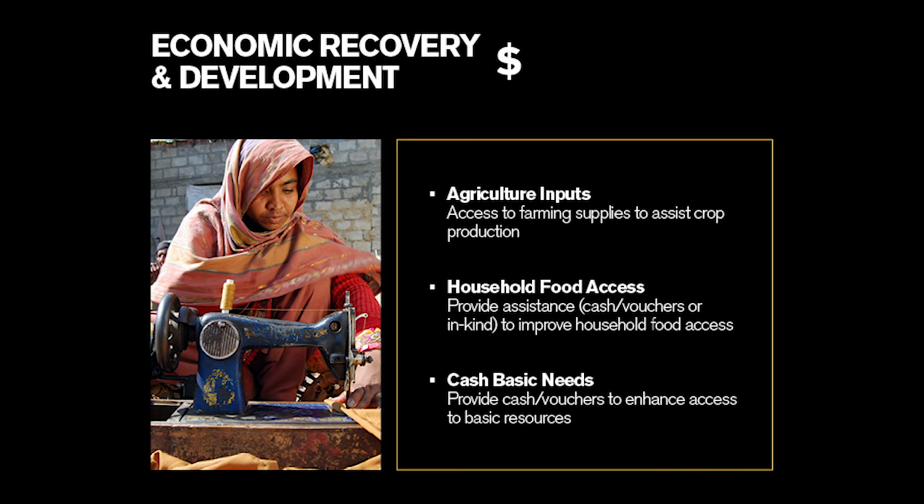The Economic Recovery and Development Unit hosts 3 projects. The Agricultural Inputs Project facilitates access to essential farming supplies to help agrarian communities maintain stable crop yields throughout emergencies. The Household Food Access Project provides cash, vouchers, in-kind assistance, or some combination thereof to ensure that households are able to consistently secure sufficient food.